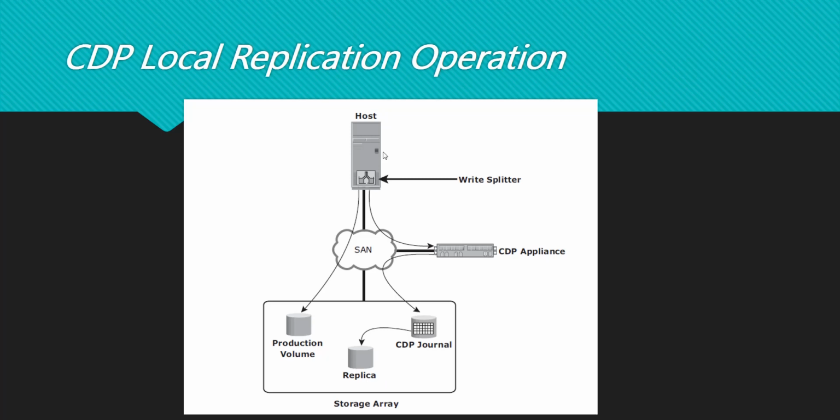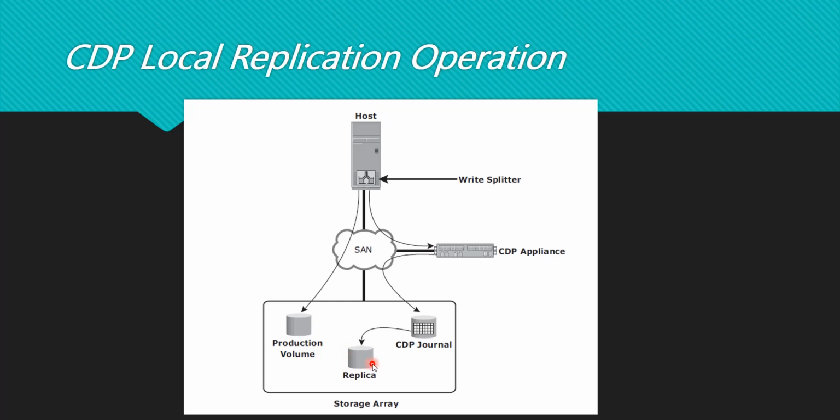The first step is, on the host side, the write splitter has been implemented, and the main function of this write splitter is to copy the writes from the host to the CDP appliance and to the production volume. After that, the CDP appliance writes it to the CDP journal. The CDP journal records all the changes from the production volume. Whatever changes in the data have been made are recorded in the CDP journal, and then the data and the contents are written to the replica.